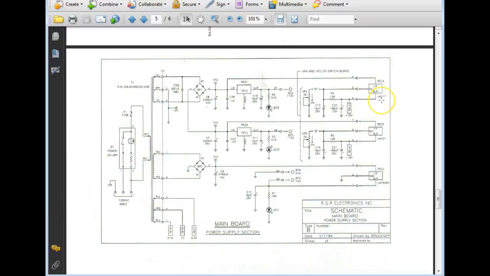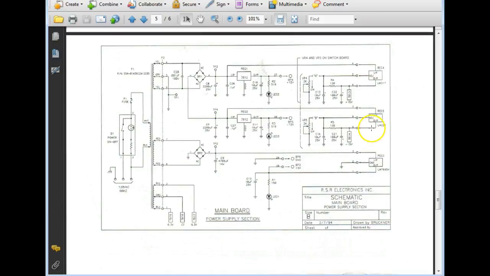The LM317 is for our what? Positive supply, and the LM337 is for the what? The negative supply. Here's the pot over here. These are actually connected. Here's the output. Where's the output terminal at on the schematic? Oh, right here, TB. And then here's the output.